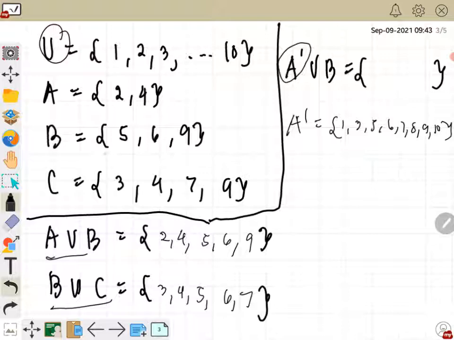Then we have 5, 6, 9. So 5, 6, and 9 will be repeated if we're going to combine it with B. So it's still the same: 1, 3, 5, 6, 7, 8, 9, 10. So it's just the same with this, because 5 is here, 6 is here, 9 is here. That's repeated for B. And we're simply uniting them, combining them, rather.